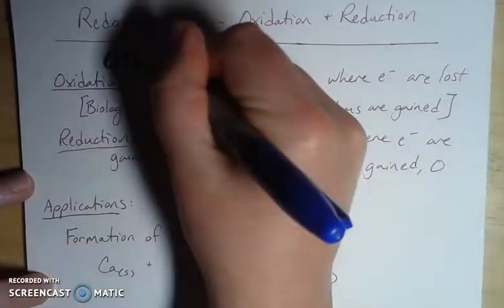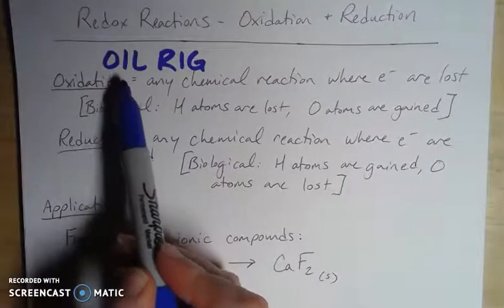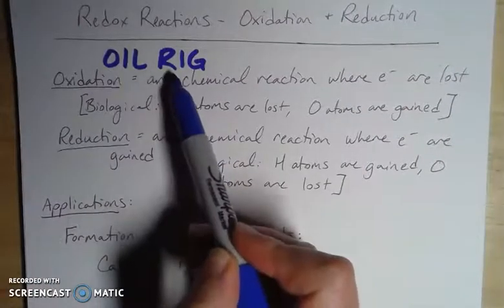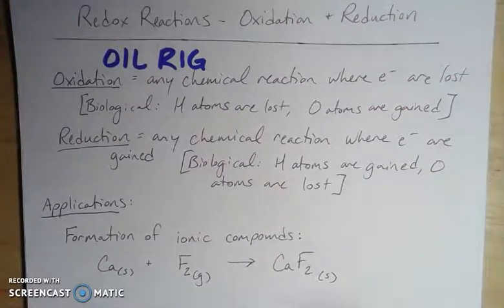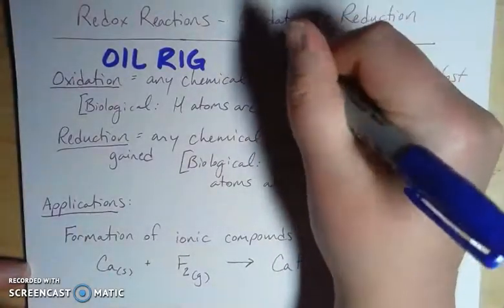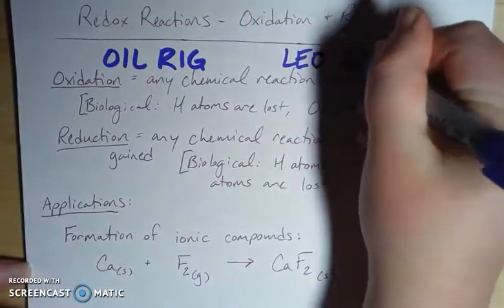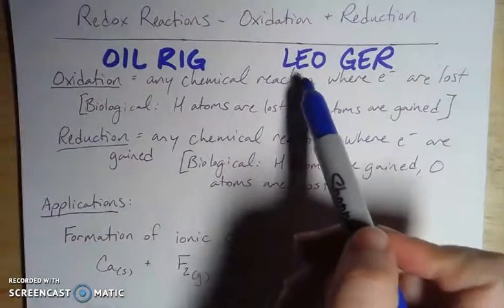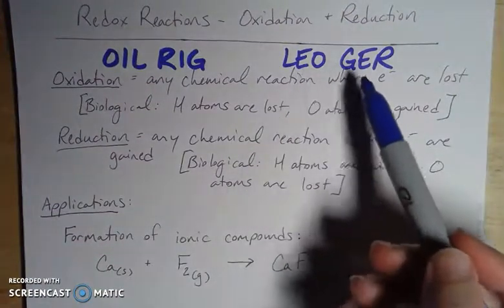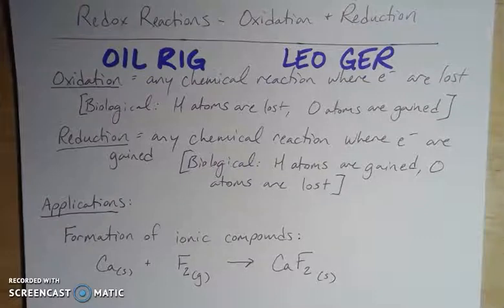And the first one is OIL RIG, which we'll just put here right at the top. OIL RIG, where oxidation is loss of electrons and reduction is gaining electrons. The other handy mnemonic, if you don't like OIL RIG, is LEO the lion goes GER. So that would be the loss of electrons is oxidation, the gain of electrons is reduction. So whichever one works better for you as a memorization device, oxidation is loss of electrons, reduction is gain. And again, the chemist is interested in the movement of electrons in a chemical process, so that's where our focus is.